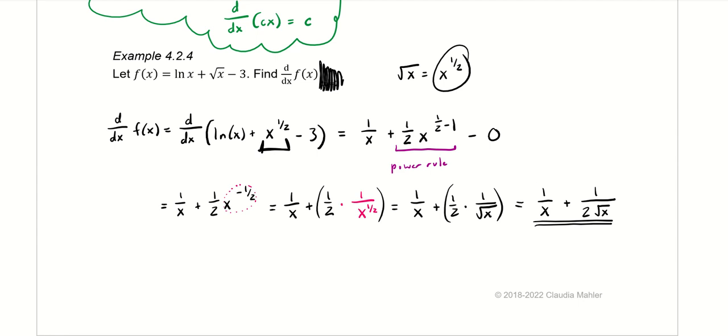Now this isn't the end, right? We don't want this. We want this derivative at x equals 2. So let's finish this by finding the derivative at x equals 2, which just means every place I see an x in this expression, I'm going to replace it with a 2. So that gives me 1/2 plus 1 over 2 times the square root of 2. And that's the answer that I want.